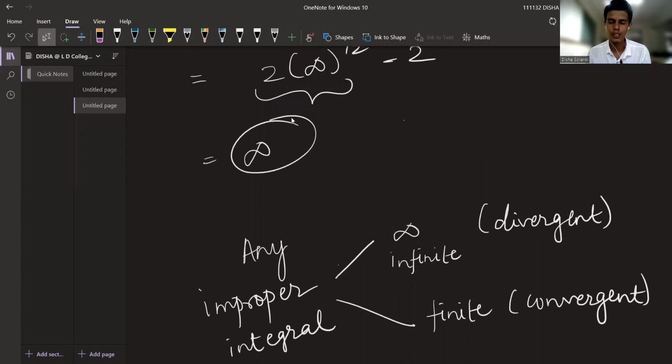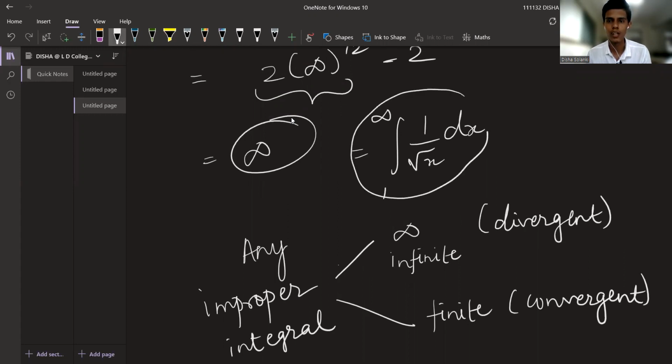our question was integration 1 to infinity 1 by root x dx, and we got our answer as infinity. So this improper integral, which is of type 1, is divergent. Clear?